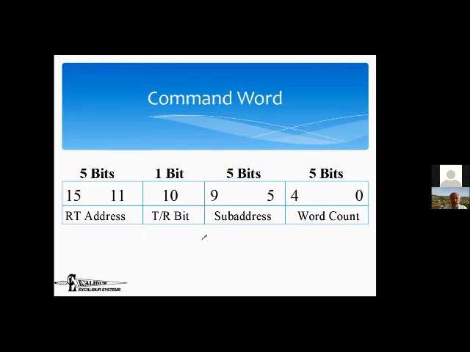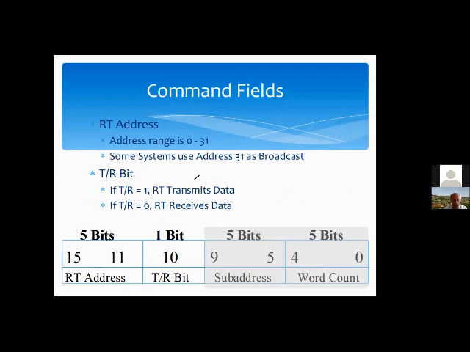All right, we'll start out with the command word, and the command word has 5-bit fields in it. There's the RT address, a 5-bit field, the transmit receive bit, and then followed by a 5-bit subaddress field and a 5-bit word count field, and that makes up the full 16 bits. Every word in 1553 is a 16-bit word.